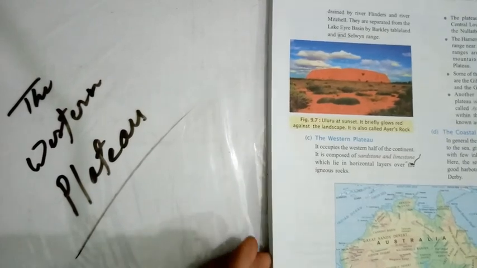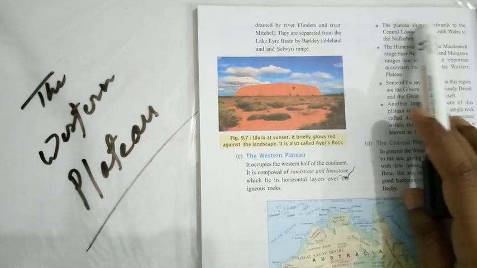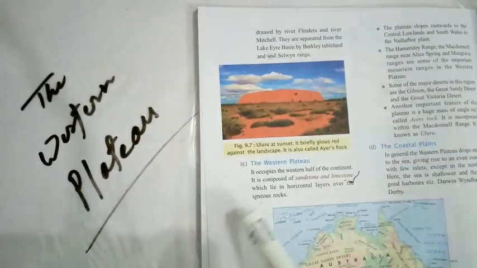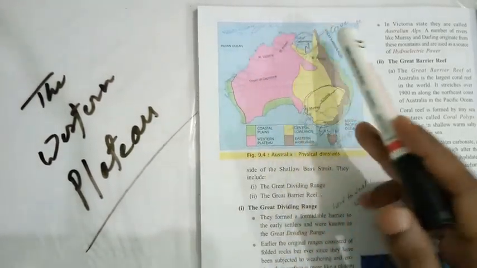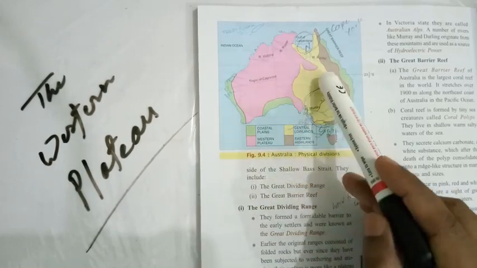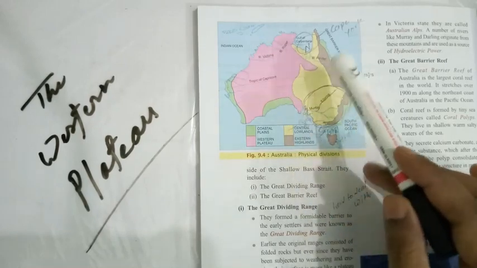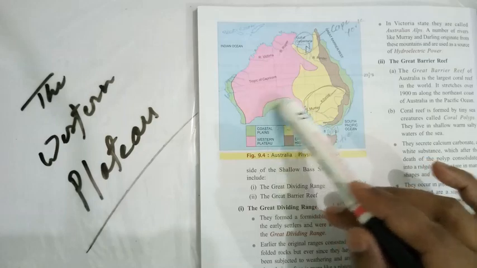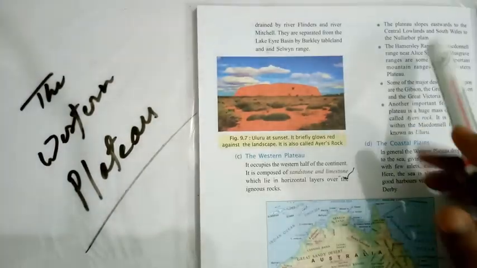Now, the next point is that the plateau slopes eastward to the central lowland and southwards to the Nullarbor plain. If you see here, this is the area of the Western Plateau. In the eastern part, it extends towards the central lowland, and in the southern part, it extends to the Nullarbor plain.